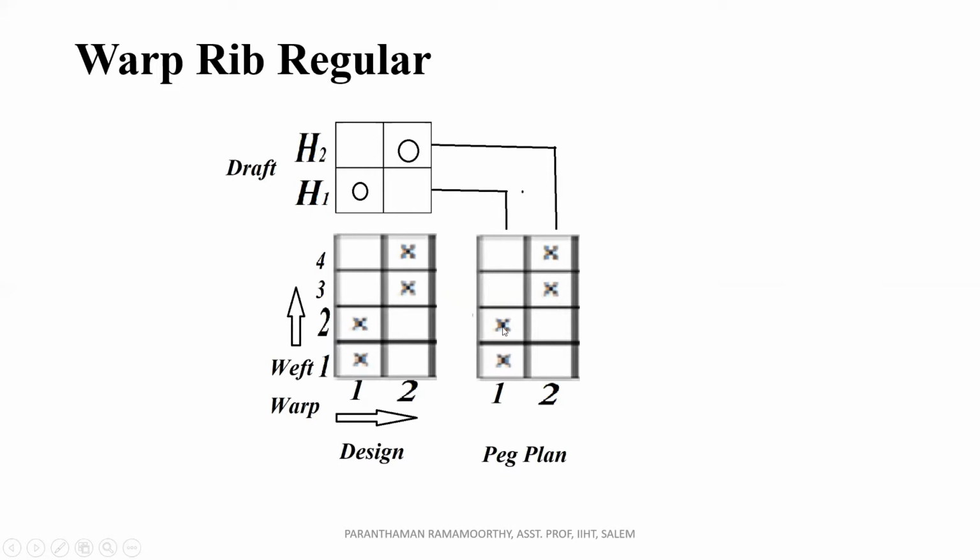Then lifting, based on the design. In the first pick and the second pick, heald frame 1 is lifted up, and in the third pick and the fourth pick, the first end is kept down. In the second end, in the first and second picks, heald frame 2 is kept down, and heald frame 2 is lifted up in the third and fourth picks.